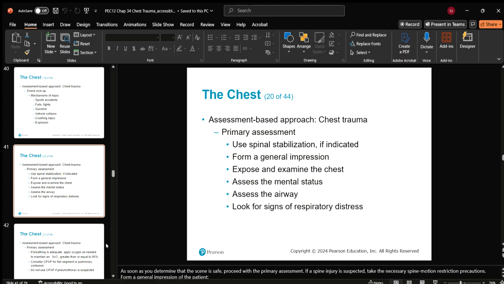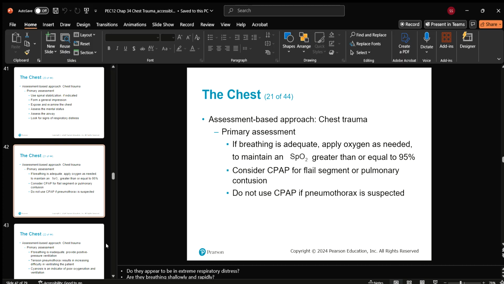Use spinal stabilization if indicated. If there's any type of thoracic trauma that is severe enough to break multiple ribs, it's probably a good idea to go ahead and put a C-collar on them just to be sure. They may not complain of any pain there, but that doesn't always mean that there is nothing wrong. They may just be in greater pain in their chest and not focusing on what's going on with their neck. Or maybe they're in shock and they're just not associating any pain whatsoever.